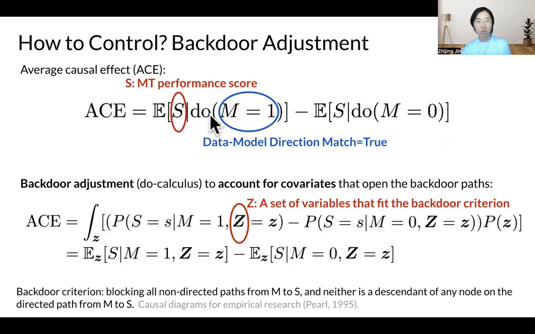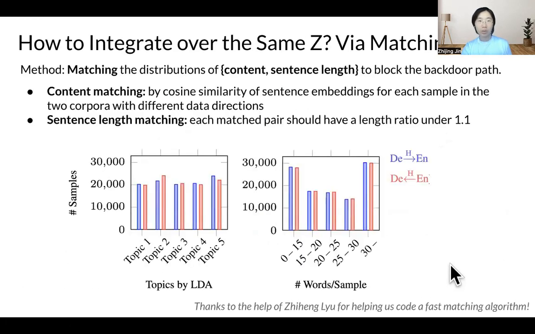We try to get this do-intervention of the average causal effect by backdoor adjustment, where we use do-calculus to account for a set of variables that fits the backdoor criterion, basically the sentence length and the confounder here. We adjust for them by integrating over all possible values of them, and then compare the difference when m equals 1 versus m equals 0 by varying all possible z here. So how do we integrate over this z? We do it by text matching.